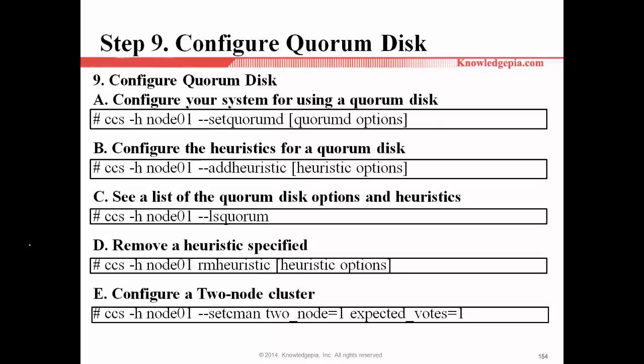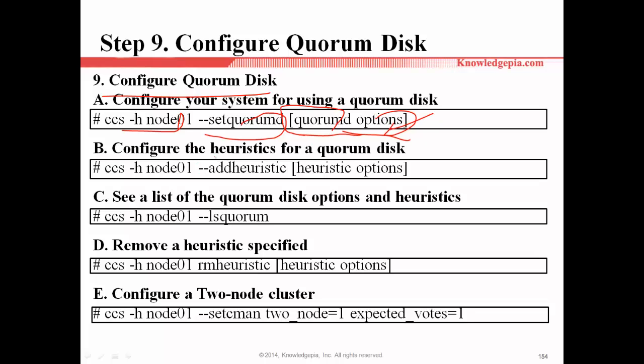Step 9, configure Quorum disk. I already told you about the Quorum disk, maybe in chapter 9. I will explain the whole Quorum disk part. So anyway, here configure Quorum disk. Then in this case, we can use this command. Node 1 is the same, and set Quorum daemon, Quorum device, and options like this. So before we configure this system, we need to create the Quorum disk. So after you study chapter 9, maybe you can use this command.